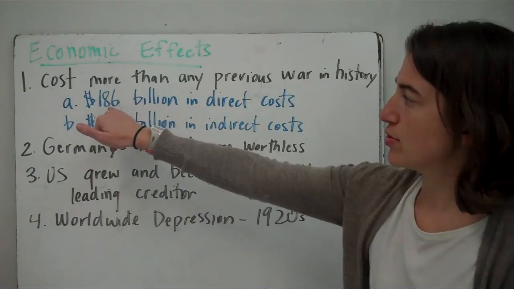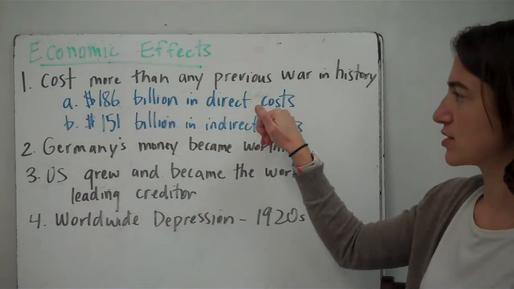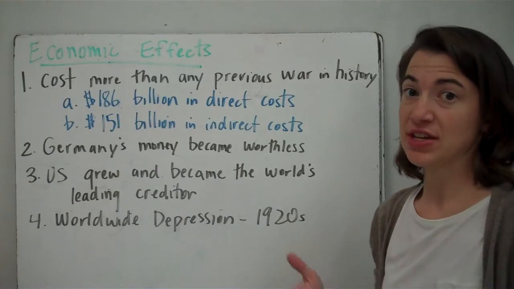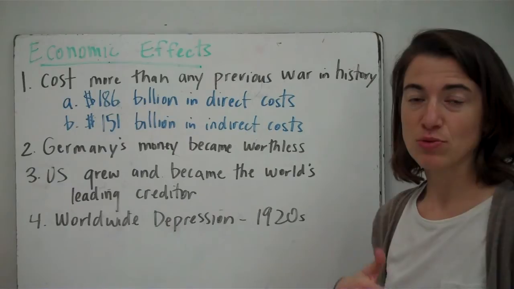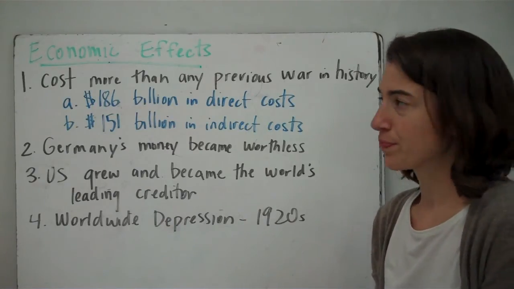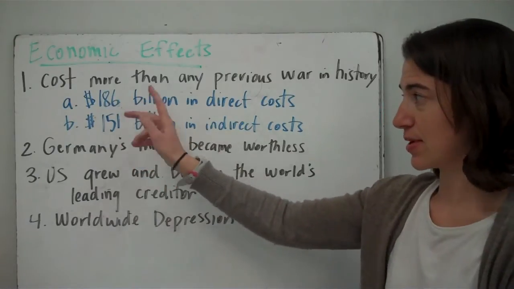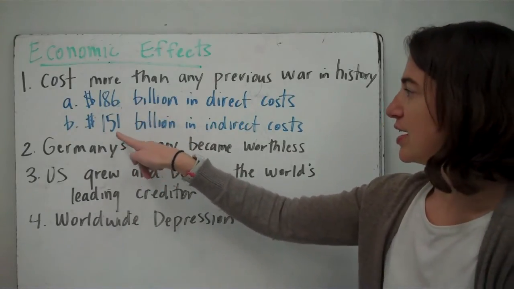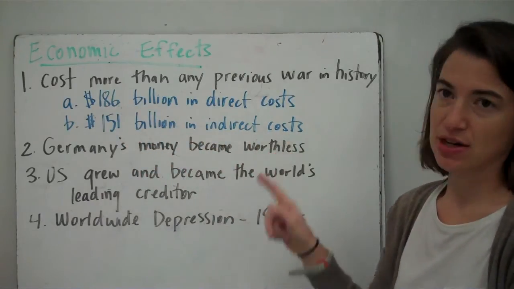So you've got 186 billion, not million, billion in direct costs. So that's how much it costs to feed and clothe the troops, to get the new weapons ready, anything that relates to the actual fighting of the war. But what's interesting here is that you have 151 billion, almost as much, 30 billion different, but still a high number, 151 billion in indirect costs.